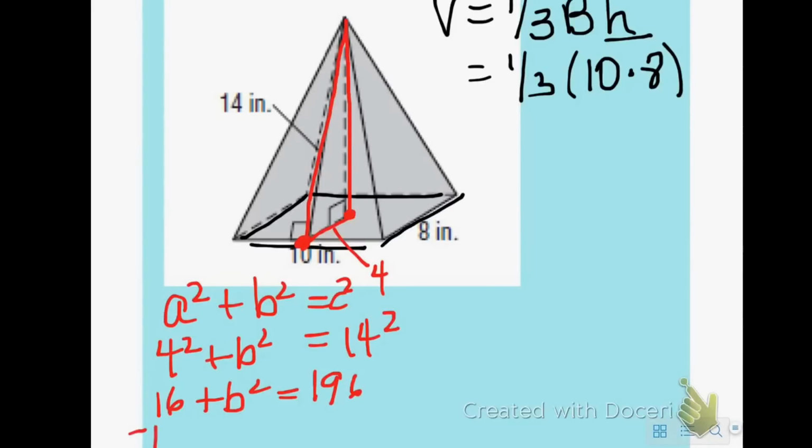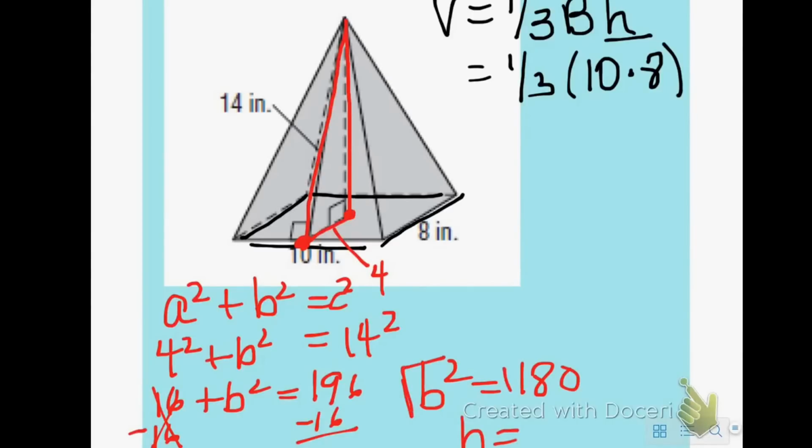If I subtract 16 from both sides, that's going to give me b squared, cancels on the left, b squared equals 180. So to find the value of b, I need to take the square root of both sides. So the square root of 180, 13.4. And I rounded that to the nearest tenth. So to finish my volume, I need to put 13.4 for my height.